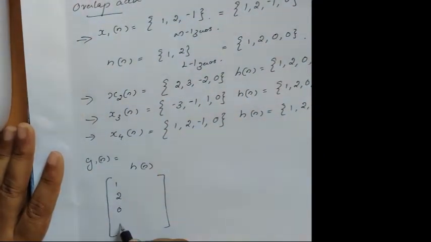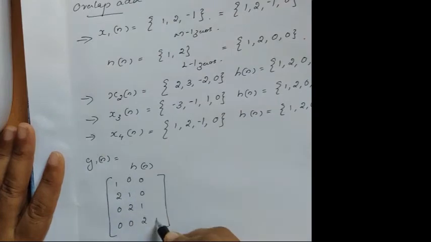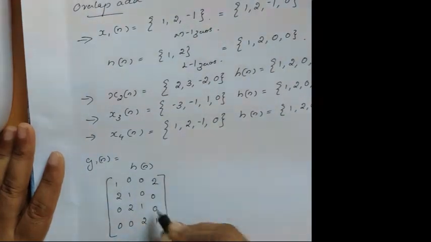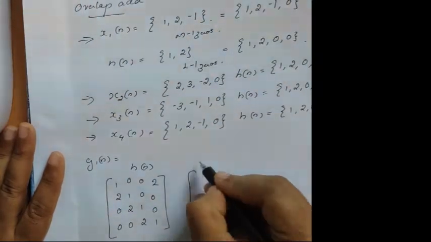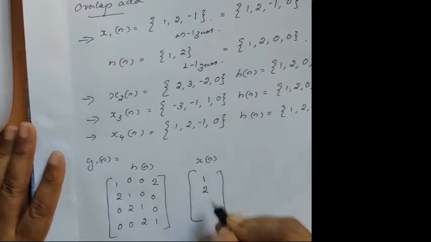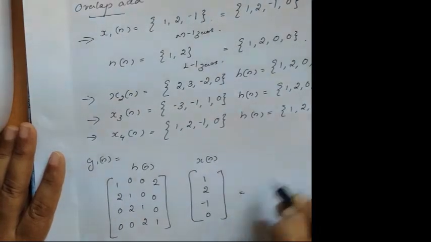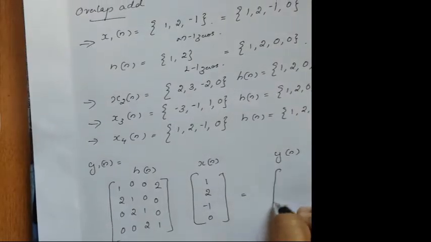1, 2, 0, 0, 1, 2, 0, 0, 1, 2, 0, 0, 1, 2, 0, 0, and x1 of n is equal to 1, 2, minus 1, 0. So in this, you will get y1 of n; you can just do the matrix convolution.